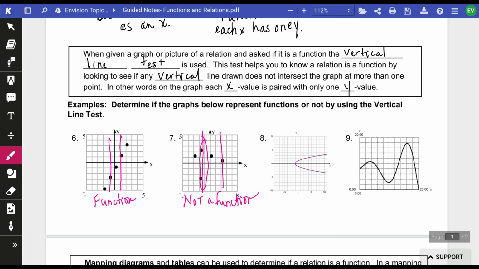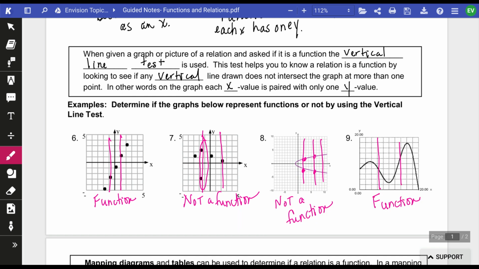If I look at number 8, and I'm going to draw some lines, guess what? Goes through 2 points. Therefore, not a function. And number 9 goes through one at a time, so that one is a function.